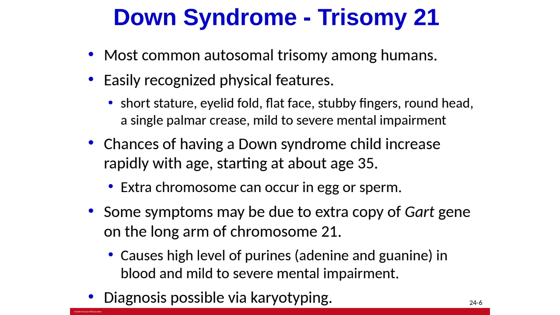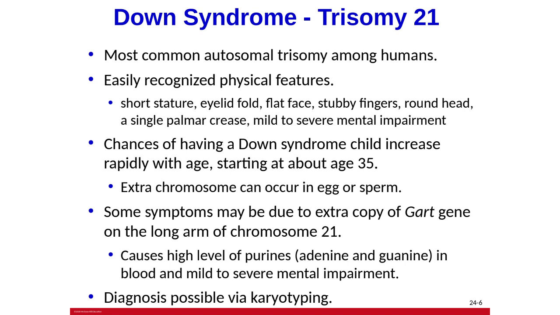So let's talk a little bit about some of the features of Down syndrome. Down syndrome individuals have short stature. They have an eyelid fold, flat face, stubby fingers, a round head, a single palmar crease. There's actually a picture of this coming up, but this means if you look at your palm, there's just a single crease. Most people have 2 creases, although about 1 in 30 people have a single crease. So having a single crease doesn't mean you have Down syndrome.